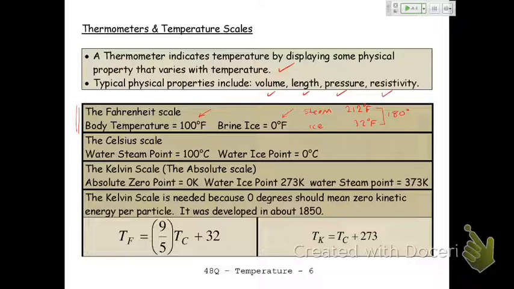But for differences, it works great. So for day-to-day things, you know, how hot are you? Do you have a fever? It's brilliant. It works really well. And in the United States, we use it to this day.